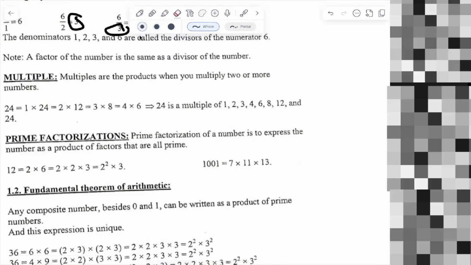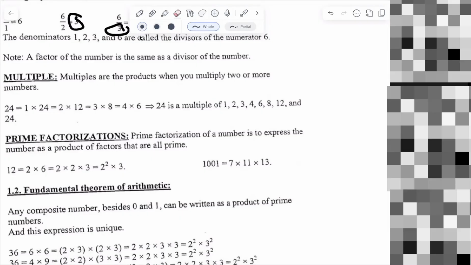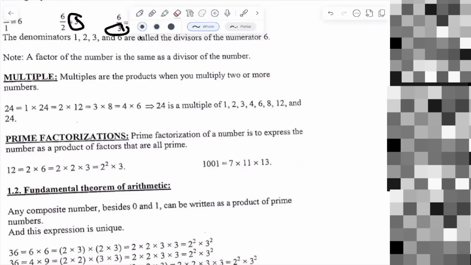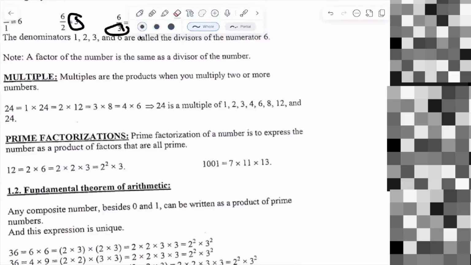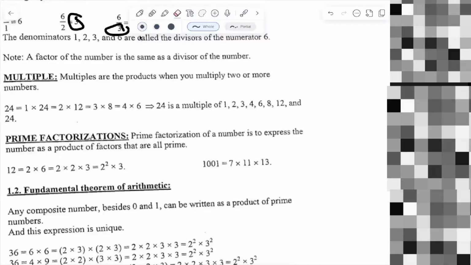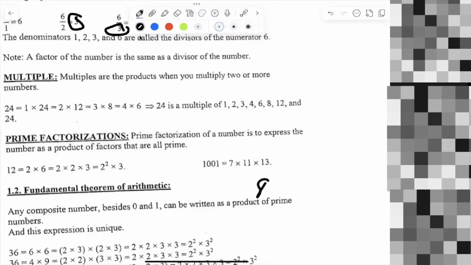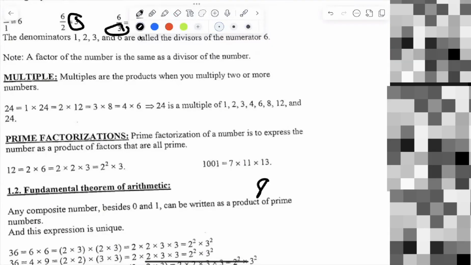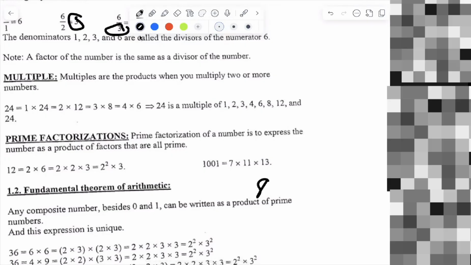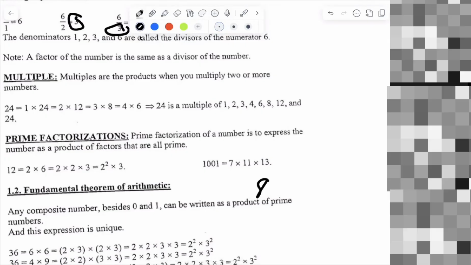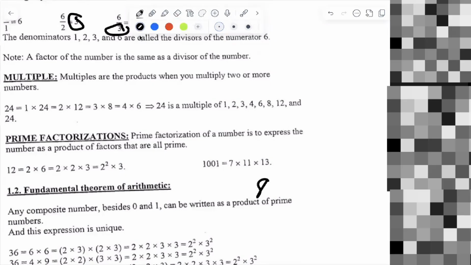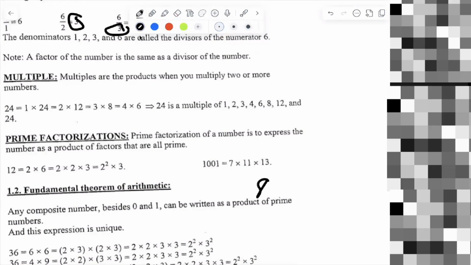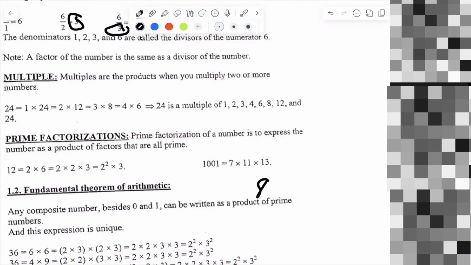What is a prime factorization? The prime factorization of a number is to express the number as a product of factors that are all prime, meaning that you simplify it to the smallest amount. For example, say we got the number 8 as before. Now, what if I want all the numbers that multiply together to equal 8, but they're all prime? So how do we do that?